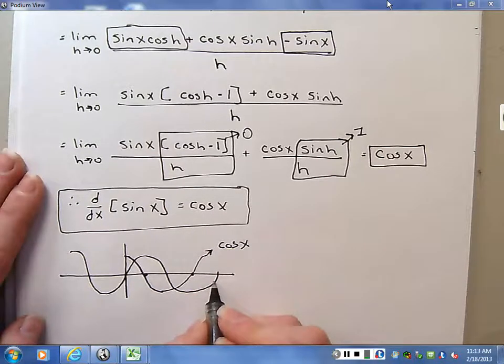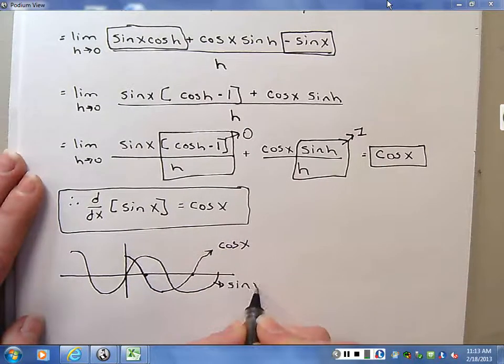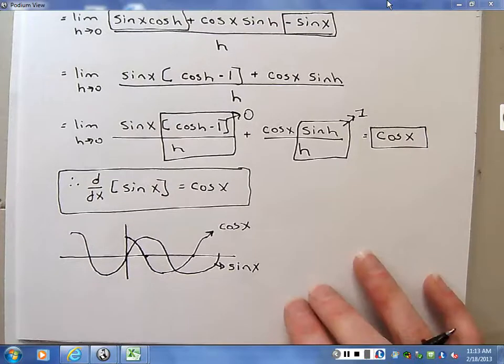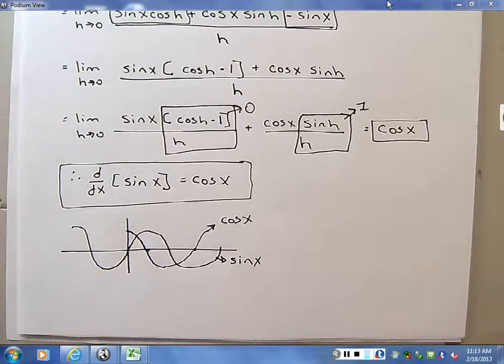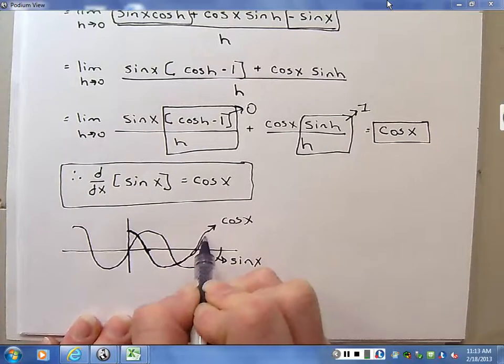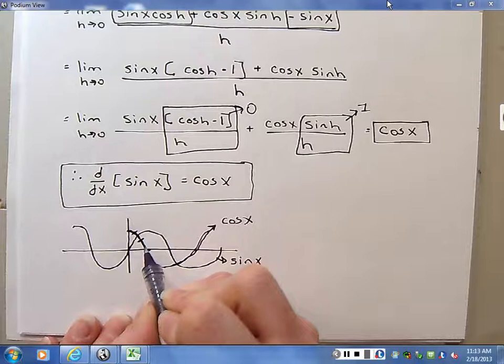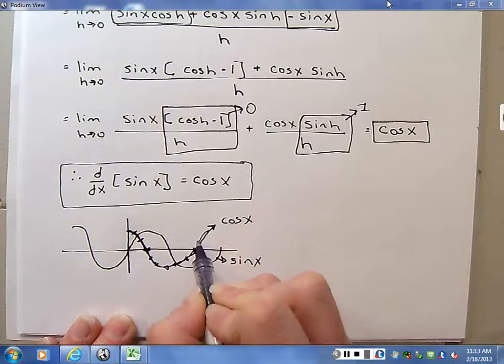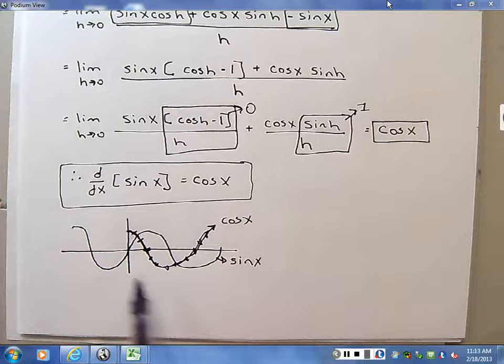Here, this original function was sine of x. The derivative of sine is cosine. I wish the colors would show up too. They have to have a little black in them so they show up. So maybe I'll make it like this. So this is cosine. So the derivative of sine is cosine.